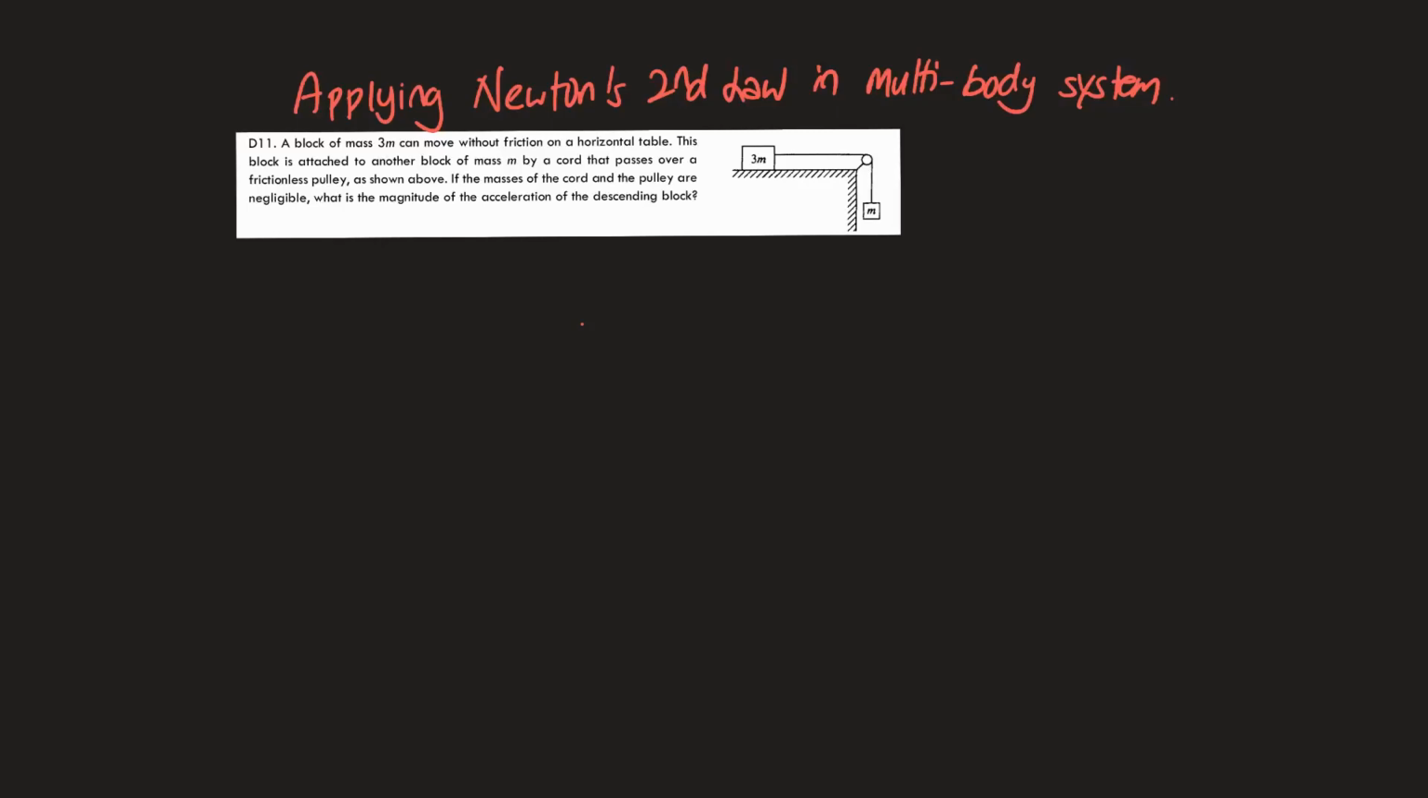Hi, today we are going to apply Newton's second law in a multi-body system. So if you look at this question, you can see that there are two masses here, 3m and 1m. And what we can do is to look at these two masses as though they are just one giant 4m system. And we will ask these two questions.